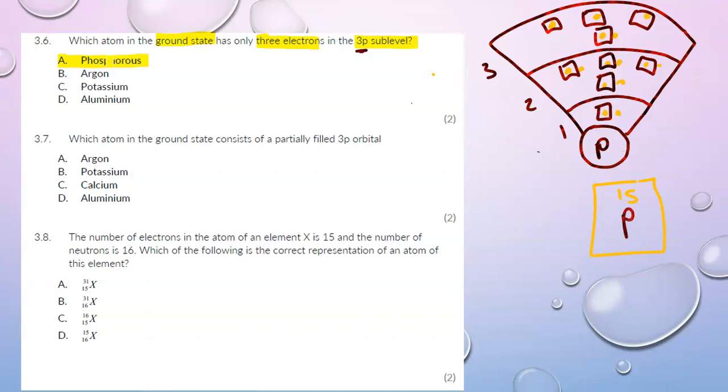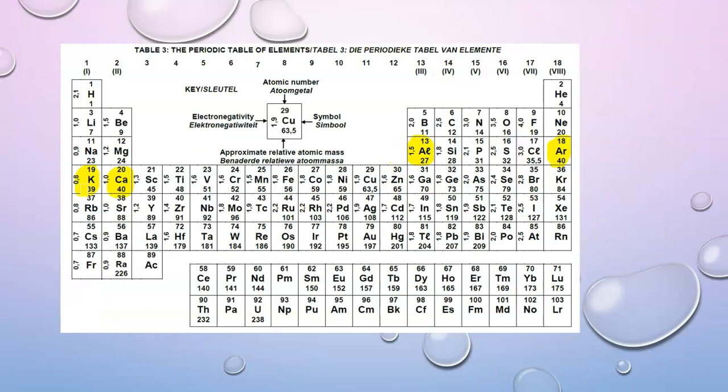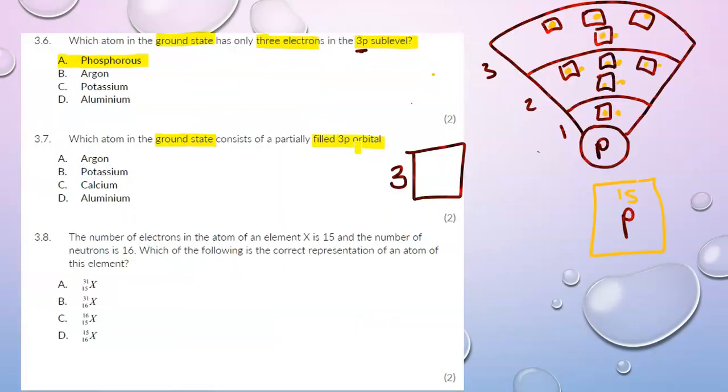Which atom in the ground state, so it's neutral again, consists of a partially filled 3p orbital? So this one is just to show you the different words that they can use to ask the same question. Okay, so they can either tell you there are 3 electrons in the 3p sub-level, or they can just tell you that it is partially filled. That 3p also tells me that it is someone in the 3rd row.